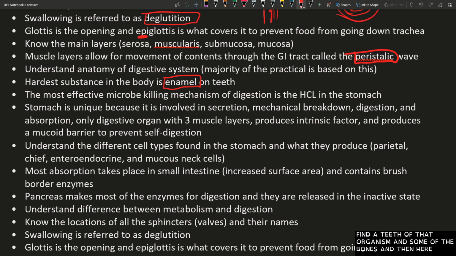And then here, this is also kind of related to the immune system as well. The most effective microbe-killing mechanism of digestion is actually the hydrochloric acid, or HCl, in the stomach. Most of the things we eat are covered in bacteria. It's perfectly fine, but most of it gets killed in the small intestine. Not the small intestine, the stomach, by HCl.